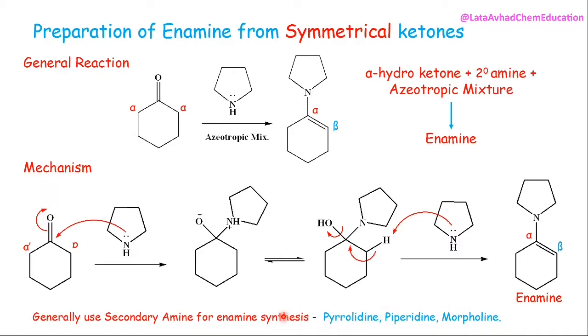Now we will see the mechanism of the reaction. The lone pair of nitrogen of pyrrolidine attacks the pi star orbital of the carbonyl carbon of cyclohexanone. After loss of a water molecule, we get enamine.